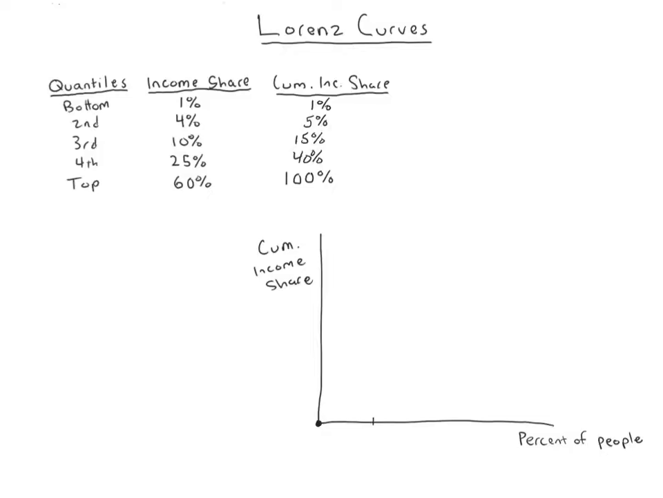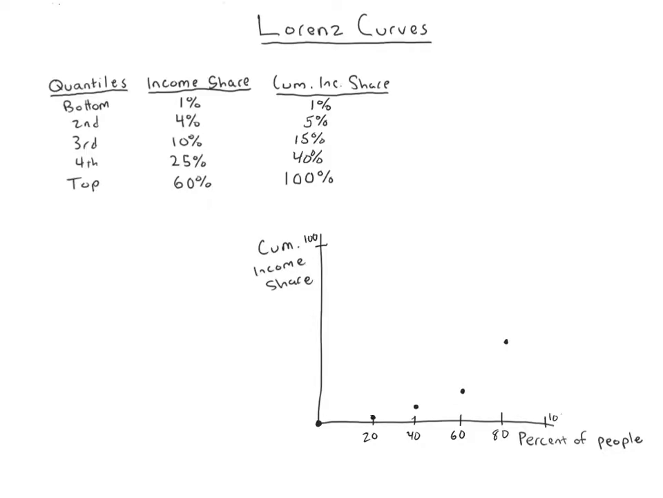Then 20% of the people have 1% of the income, so that's a tiny dot down here. 40% have 5% of the income, so that's still pretty low, just 5% of the total. Then 60% of the people have 15, 80% have 40, so now we're up close to half. Implicitly, I'm thinking of the top here as being the full 100% of income.